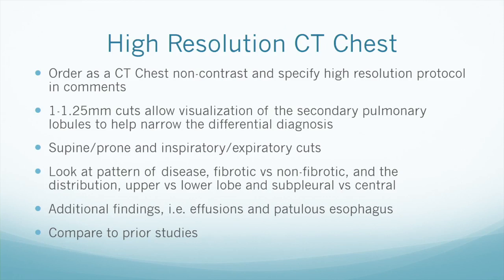And when we look at the CT scans, we want to look at the pattern of disease. Is this more fibrotic versus non-fibrotic? Fibrotic with reticulations, traction bronchiectasis, architectural distortion, or is it non-fibrotic where you may see terms such as ground glass opacities or consolidations or nodularity. We also look at the distribution, both upper lobe versus lower lobe, and we also look at whether disease is more subpleural, meaning at the edges of the lung, versus more central along the parabronchovasculature.